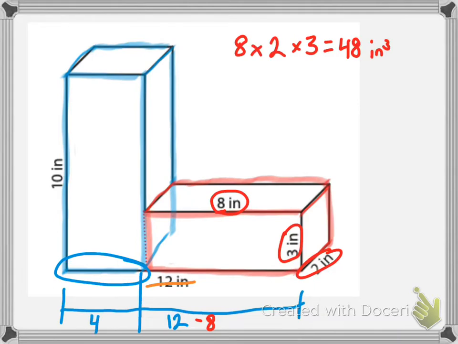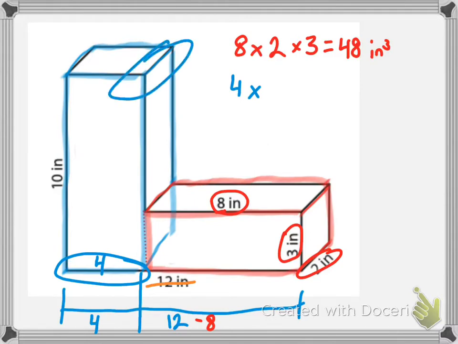Okay, so the whole thing used to be 12, and we cut off the red. The red is 8. So what's left? 4 inches, which means our length for the blue rectangle is 4. So 4 times the width. Now, if you look here, there is no width on this blue one. There's no number for the width.